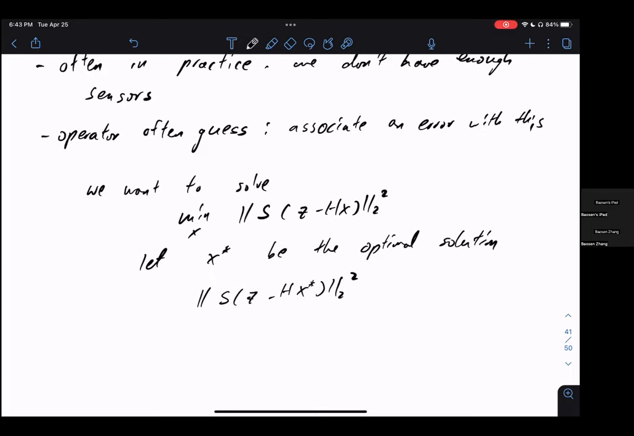We know you can find the optimal X star. The question is not how to find X star that minimizes this function. We know how to do that. The question is, after I find X star, how big is the error? How big should it be? Can this be zero? Why not?